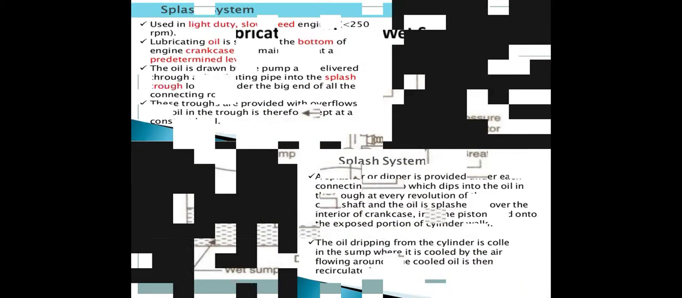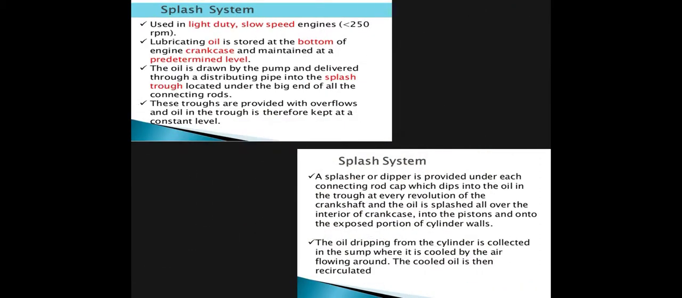Splash system. Used in light duty, slow speed engines, the lubricating oil is stored at the bottom of the engine crankcase and maintained at a predetermined level. The oil is drawn by the pump and delivered through a distributing pipe into the splash troughs located under the big end of the connecting rod. These troughs are provided with overflows, and the oil in the trough is therefore kept at a constant level.